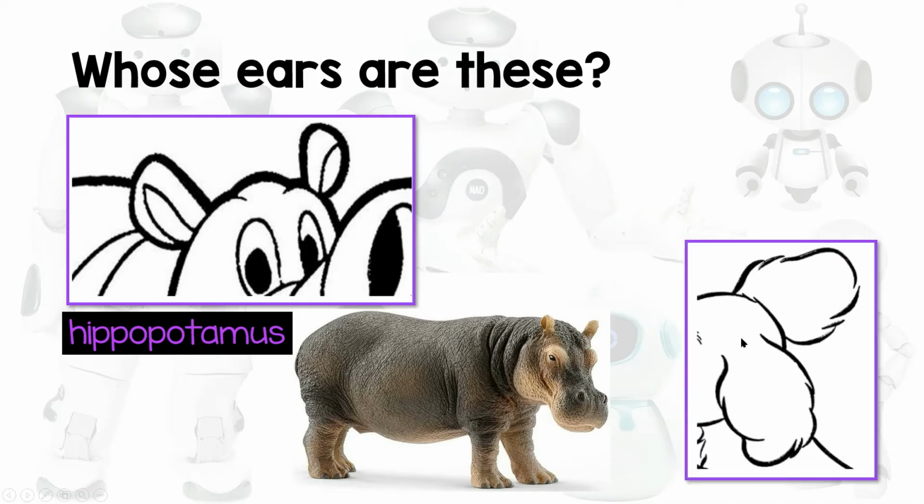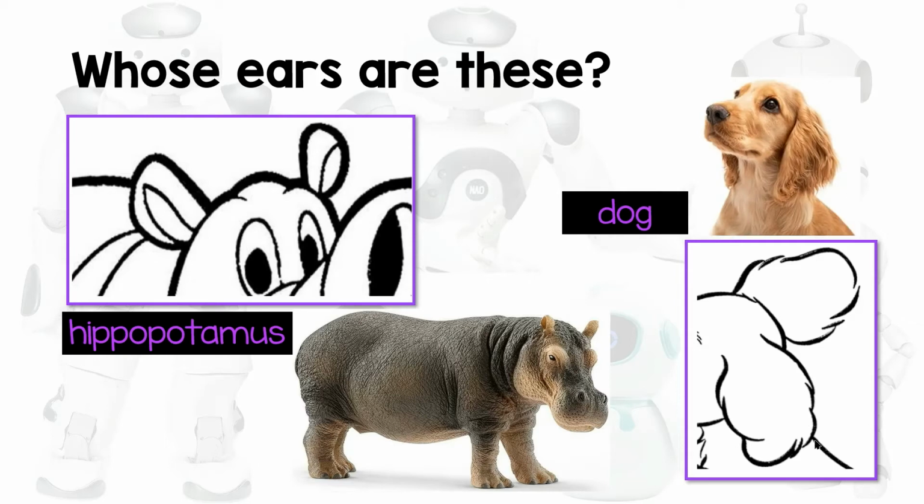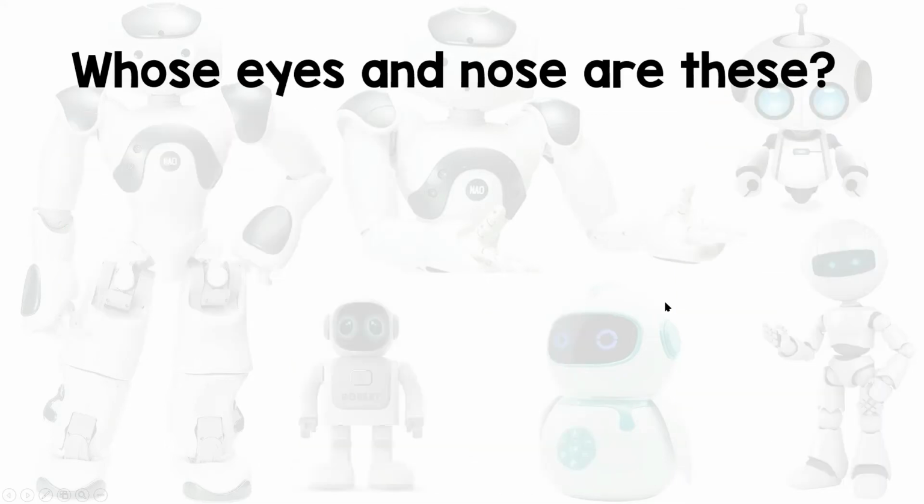Alright. Now, whose ears are these? Fluffy ears. Can you guess? These ears belong to a dog. Different dogs have different types of ears. So for this particular dog, its ears are long and fluffy. How are you doing so far? Good. Let's continue our guessing game.